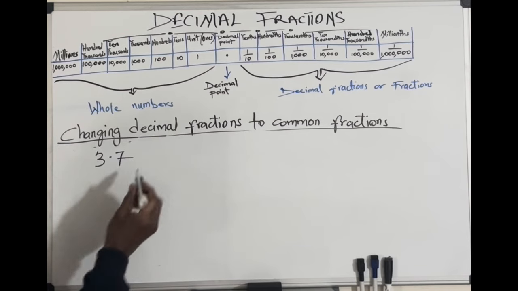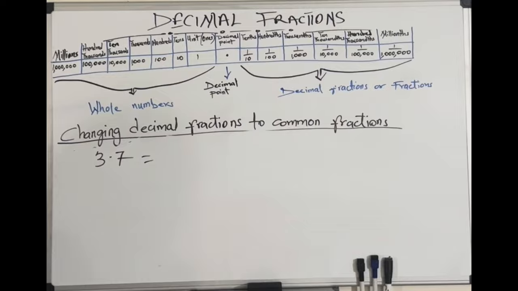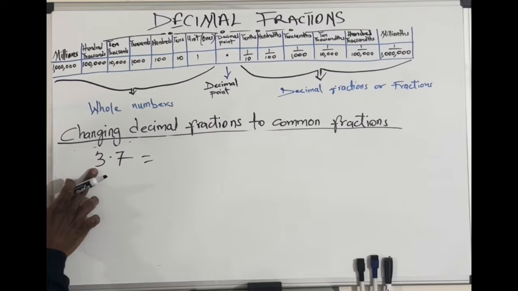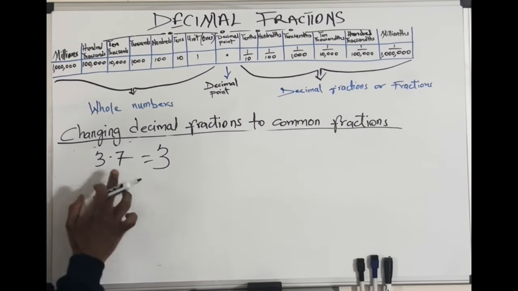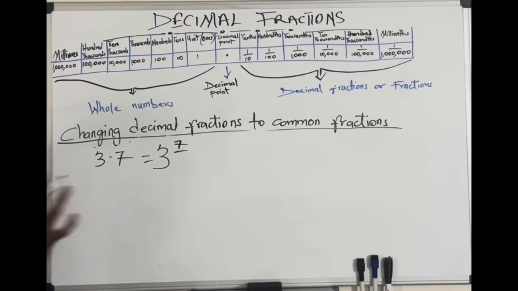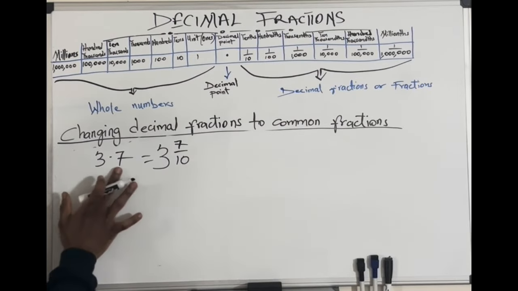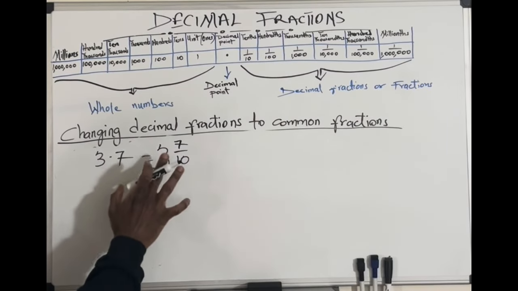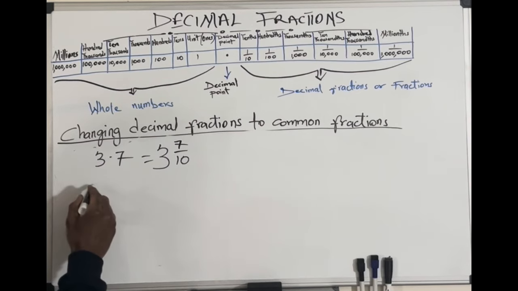So if you are told to change 3.7 to common fraction, 3 whole number, then 7 over, after the point, how many numbers come? It's just one. So 3.7 is also what? 3 whole number, 7 over 10. Okay. All right. Let's see more examples.